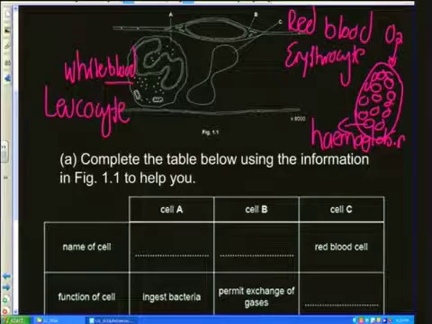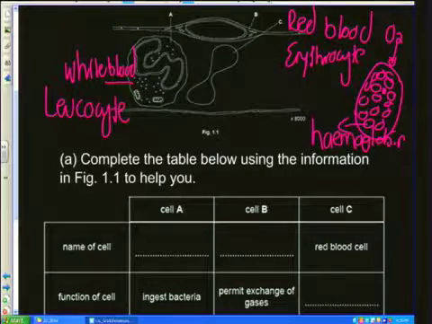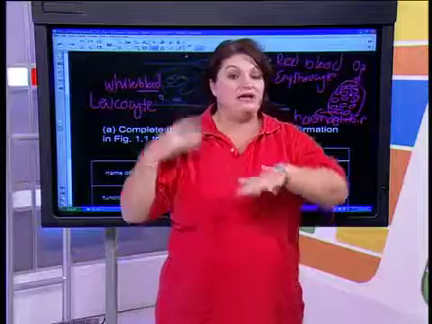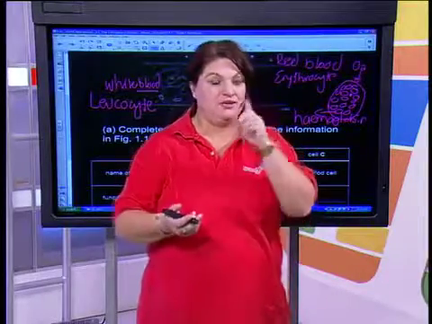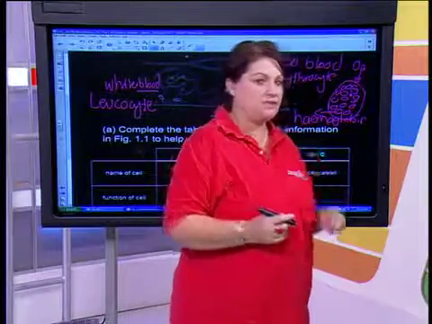Also, you'll notice that it doesn't have a nucleus. Because it doesn't have a nucleus, the red blood cell can't divide by mitosis, so it can't replicate, so it's going to have to renew itself. So where do the blood cells renew themselves? Yes, in the bone marrow. Remember the bone marrow, that is where they're going to divide by mitosis.